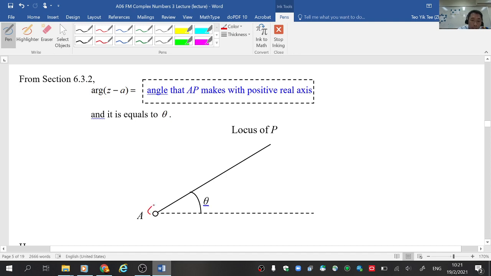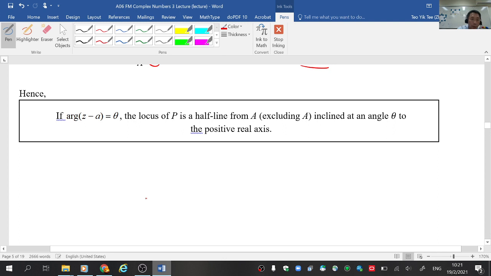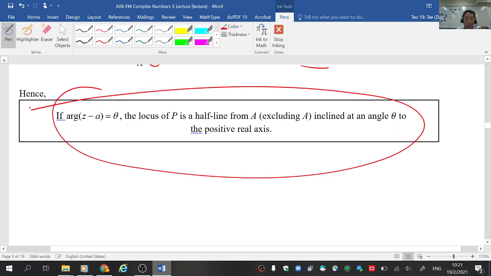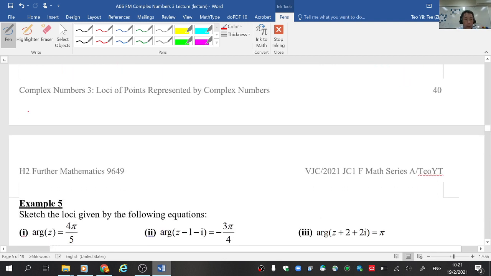So if this is where a is, the argument of complex number z as measured from a must be angle theta. You actually generate a half line that shoots off from point A and goes on indefinitely. So this is what we call the description. Let me give you an example to run you through the theory.